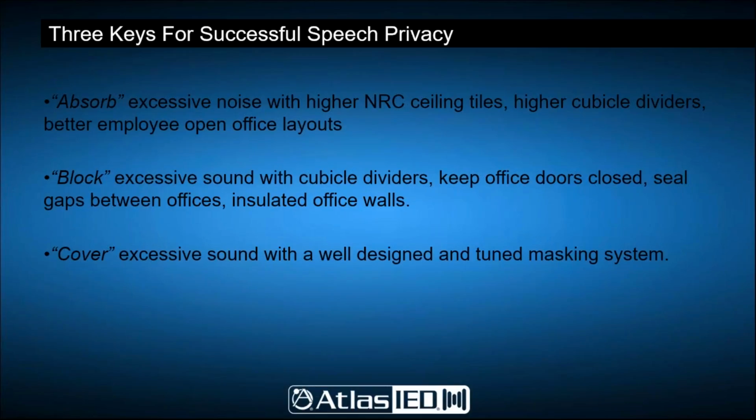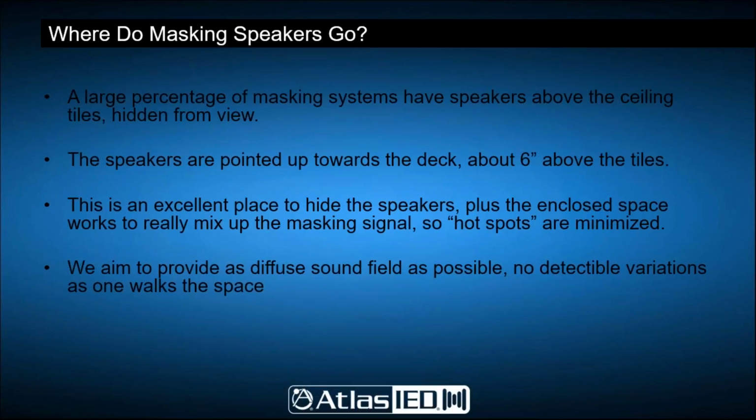We offer 3 keys for successful speech privacy. It's our ABCs of masking. Absorb excessive noise with higher NRC ceiling tiles, higher cubicle dividers, better open office layouts. We can block excessive sound with cubicle dividers, keep office doors closed, seal gaps between offices, and also insulate office walls. Then C will be for cover, which is covering excessive sound with a well-designed and tuned masking system.